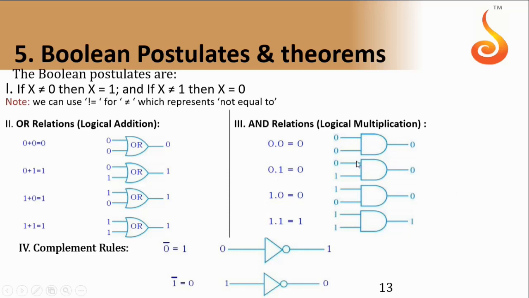And then the next one is if one input is 0, the other one is 1, the output is 0. That is 0 dot 1 is 0. The same thing, 1 dot 0 is also equal to 0. For an AND, both should be true. That is, both the inputs should be true to get a true output. Otherwise, if one of them is false also, the output would be false. Yeah? Please make a note of this also.